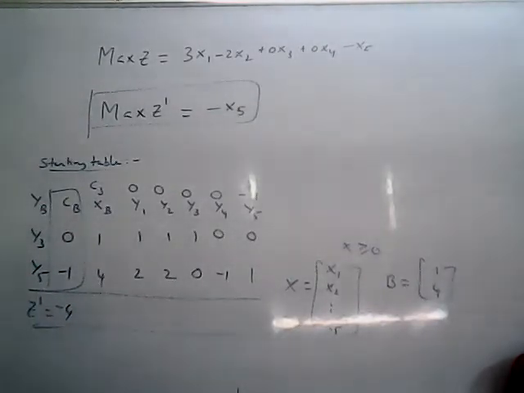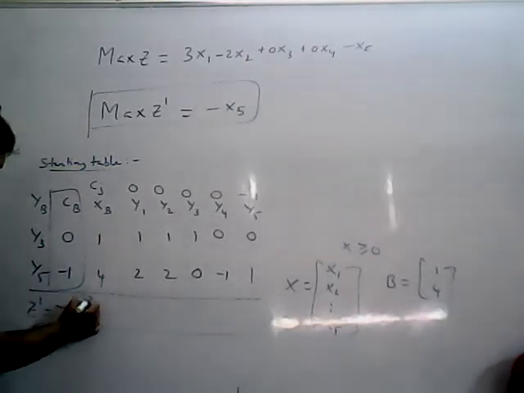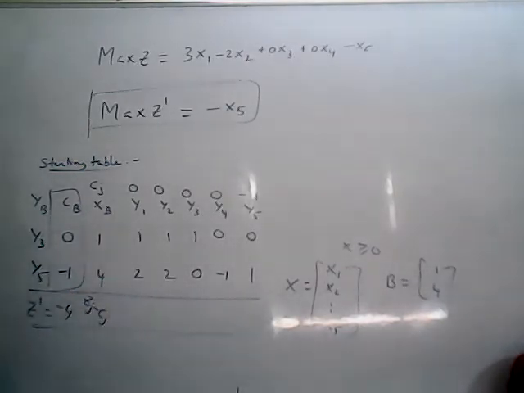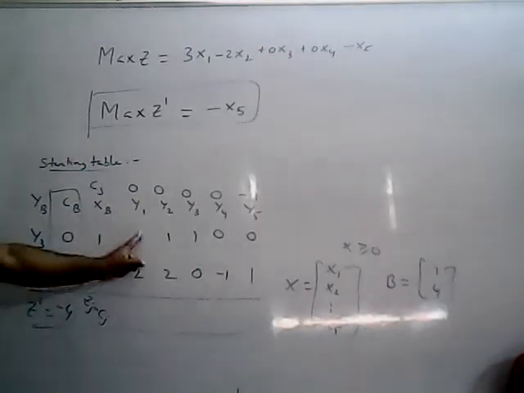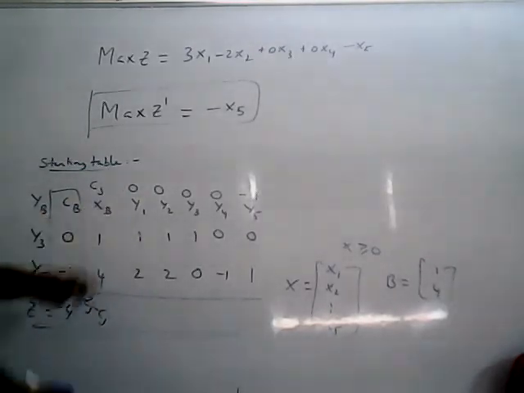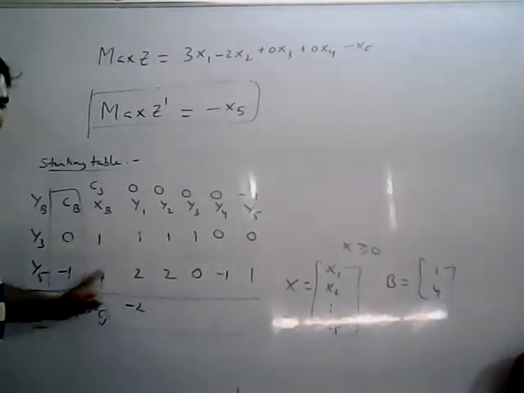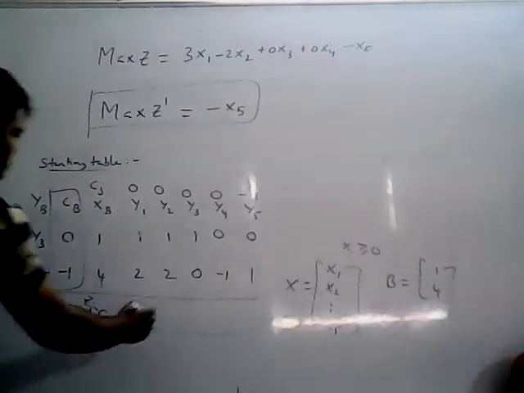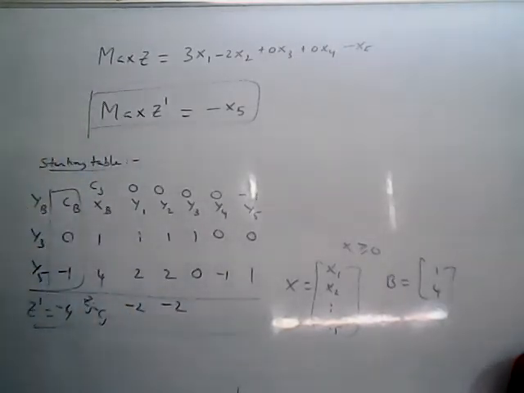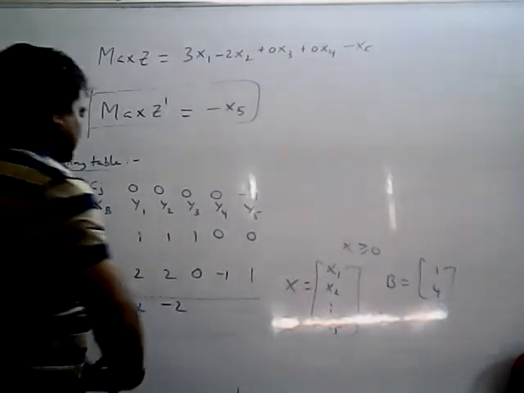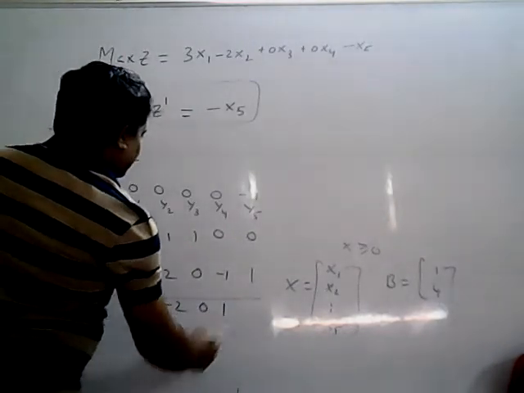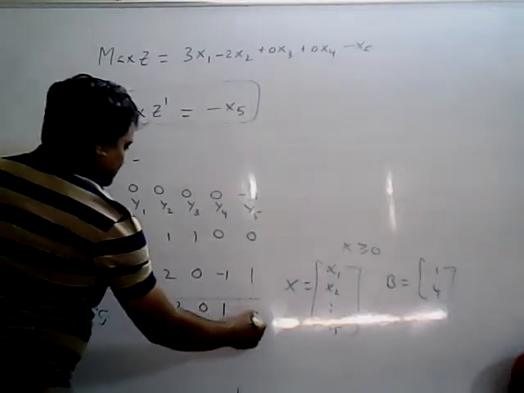Total value is minus 4. Next you have to calculate the net evaluation, denoted by Zj minus Cj. CB into Y1, 0 into 1, 0. This is minus 2, minus 2, minus 0, minus 2. Next CB into Y2, 0. This is minus 2. Again you are getting minus 2. This is minus 2, minus 2. Next 0, you will get 0. This is plus 1. This is 0.